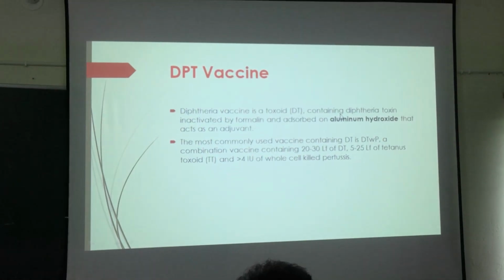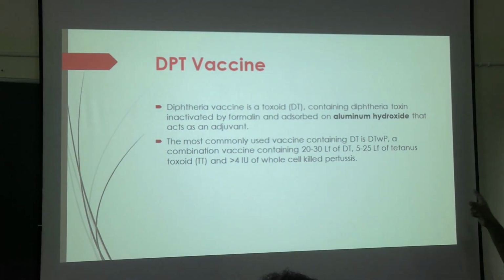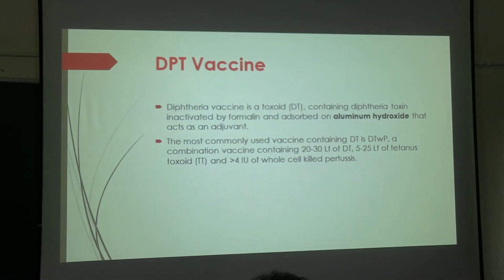Okay, so diphtheria vaccine is a toxoid containing diphtheria toxin inactivated by formalin and adsorbed on aluminum hydroxide. That aluminum hydroxide acts as an adjuvant. এটা তোদের এক্সামে ধরা হয় যে DPT ভ্যাকসিনে কি অ্যাডজুভেন্ট থাকে। যদি মনে না থাকে, ভায়ালটা যেটা তোকে ধরানো হবে সেটা ভালো করে পড়ে দেখবি, ওখানে লেখা থাকে অ্যালুমিনিয়াম হাইড্রোক্সাইড দেওয়া আছে। The most commonly used vaccine containing DT is DT whole cell pertussis.